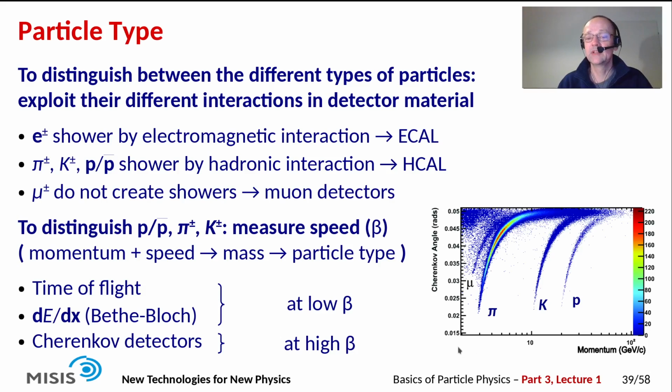And you see an example here on the right from LHCb, where we have plotted on the horizontal axis the momentum of a particle that has been measured in the tracking system by the bending of the trajectory in the magnetic field, and on the vertical axis is plotted the Cherenkov angle, the angle under which Cherenkov light has been measured. And you see these clearly four distributions here, one here for protons, one for kaons, one for pions, and here one for muons. So by combining the information from the momentum and the Cherenkov angle, we can clearly distinguish between these different types of hadrons.